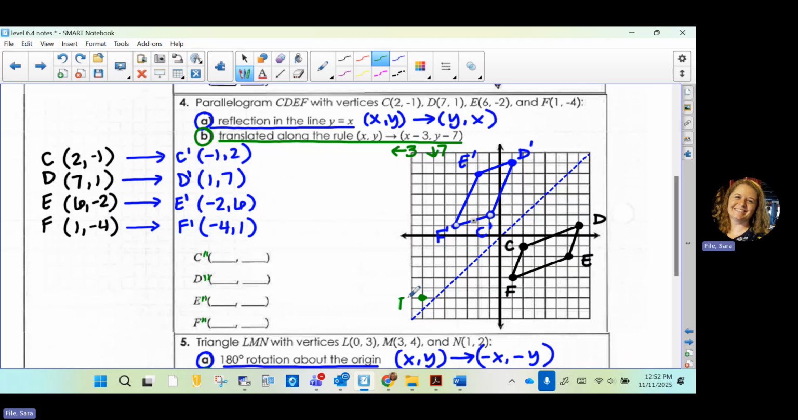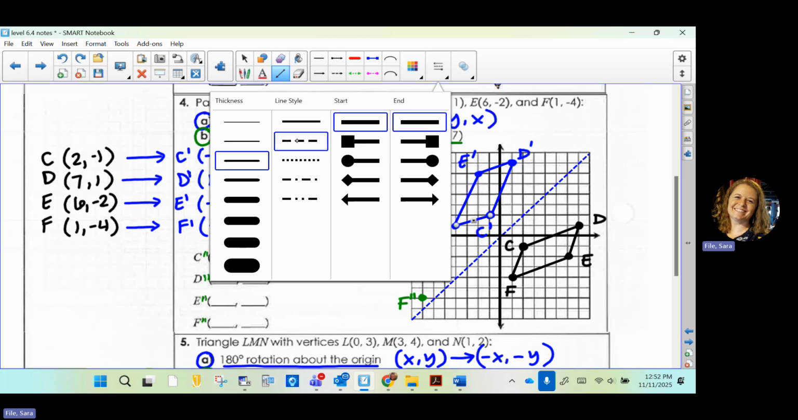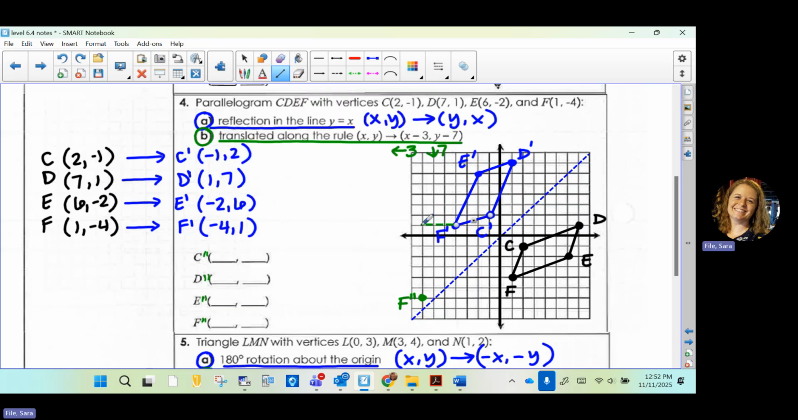So that's my new F double prime. And if I did the same thing with C, and actually let me put that on here with a dashed line. I went left and down. So I reflected or flipped. And now I am sliding. That's a translation as a slide, left and down. And then you would do that for each of your points. Left 3, down 7.